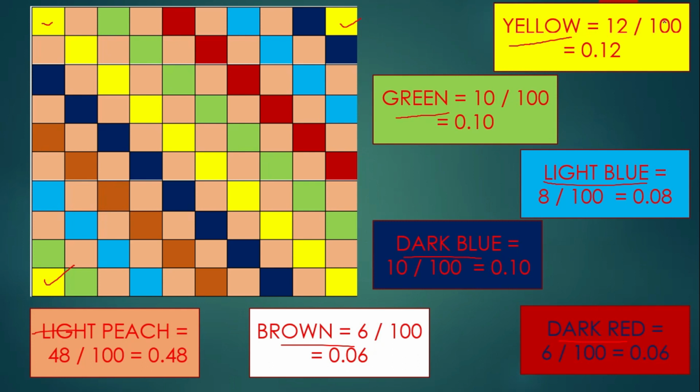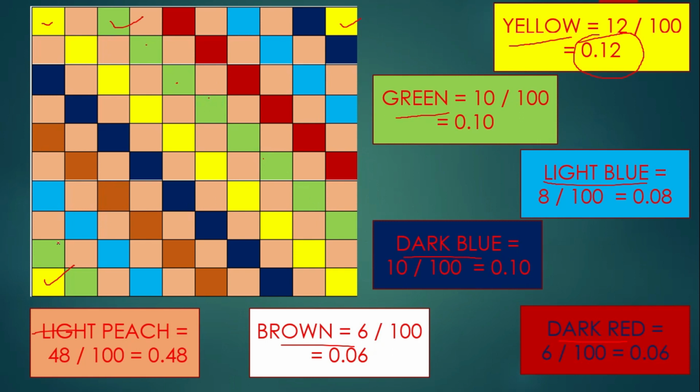This is your fraction representation. 12 is written in the numerator, the number of boxes colored in yellow, and 100 is written in the denominator. And what is 100? The total number of squares in our grid. And what is the decimal representation for this? 0.12.